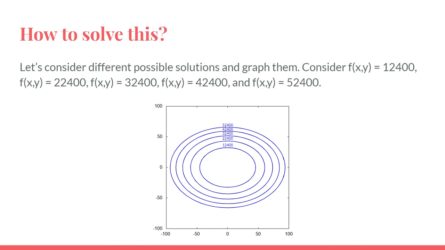Let's start by considering some possibilities for our function f and the total cost. For now, let's consider f equals 12,400, f equals 22,400, f equals 32,400, f equals 42,400, and f equals 52,400. I chose these numbers just for illustration. Obviously, f could be equal to any possible value bigger than or equal to 0, as x and y are squared inside of it. In this graph, x is the horizontal axis and y is the vertical axis.